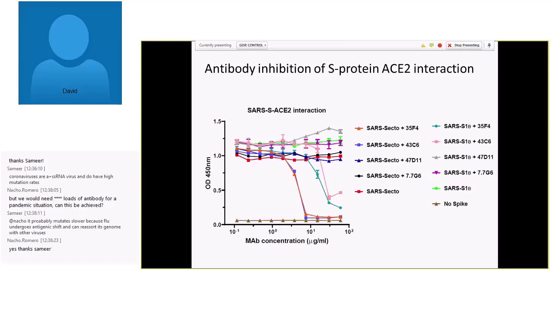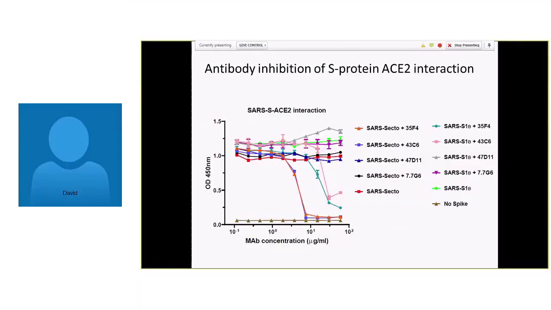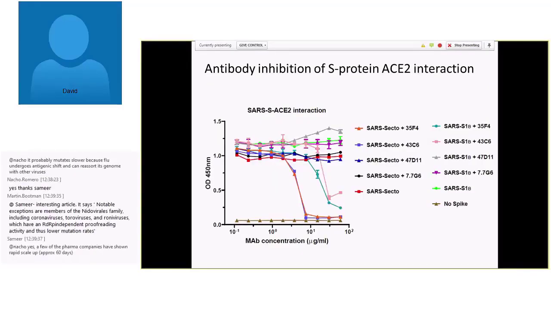Now, the interesting thing about it is, although it is inhibiting the infection with coronavirus, it's not doing it in the conventional way. This graph here is showing the ability of different antibodies to inhibit the interaction of the S protein with the target antigen, ACE2. And in this, they've taken two monoclonal antibodies, 35F4 and 43C6, which are known to inhibit infection of the original coronavirus because they interfere with the interaction of the receptor binding domain and the ACE2.